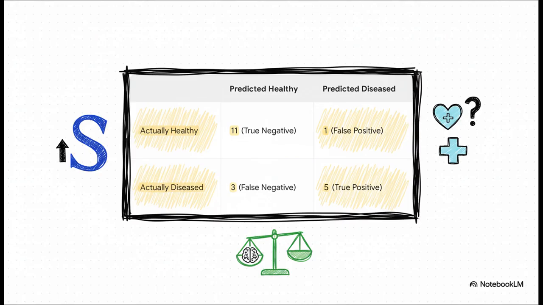Okay, this is what's called a confusion matrix. Think of it like the model's detailed report card. And if you look closely, you see a massive problem. See that box for false negatives? It's a 3. That means our pretty good 80% accurate model told 3 sick people that they were totally healthy. That is an absolute disaster.